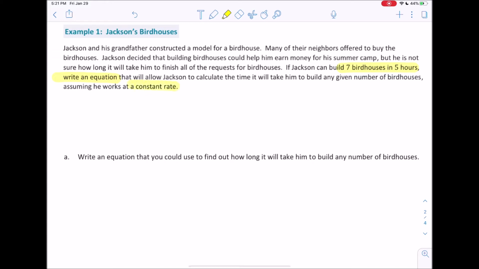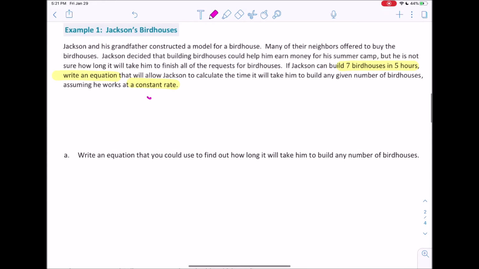Okay, so constant rate right there. That's another way of saying unit rate. Okay, remember, the unit rate is a rate and it's constant, meaning the number never changes. It stays the same. The proportion goes up by the same amount each and every time. All right, so we're also given 7 birdhouses in 5 hours. Those are going to be our x and y and what we're going to use to calculate the unit rate.